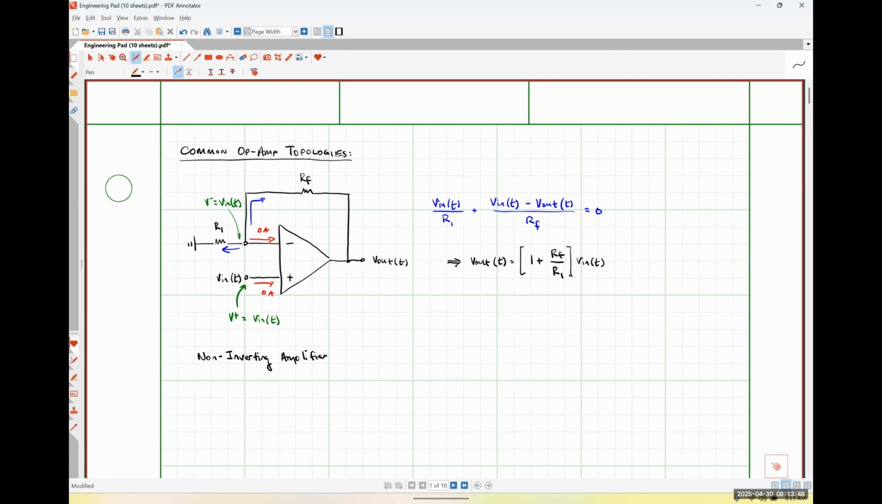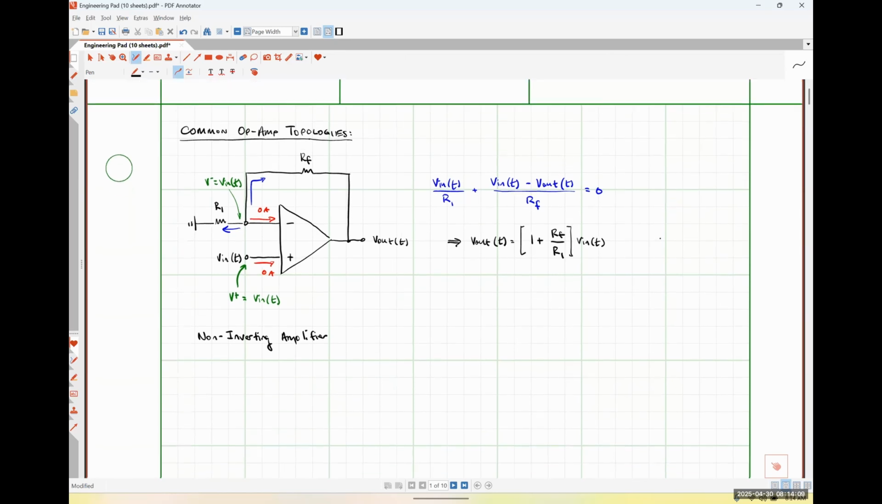Matthew, so is that term the 1 plus RF over R1? It is exactly that, and I will define that here in just a moment. Fantastic question, and you're 100% right. So when we're dealing with an amplifier circuit, one of the most important characteristics of that amplifier is its voltage gain. So I'm going to define our closed loop voltage gain. So I have A for gain, V for voltage, and CL for closed loop.